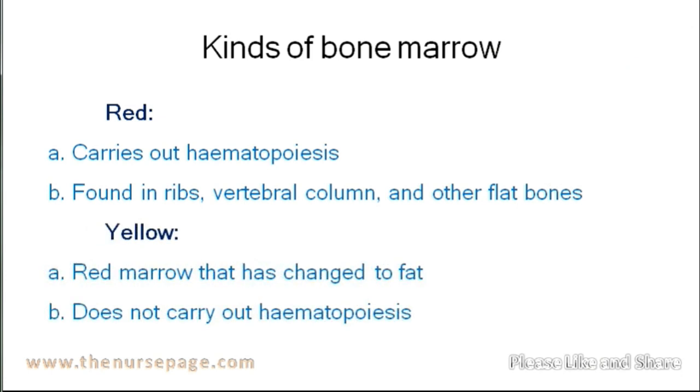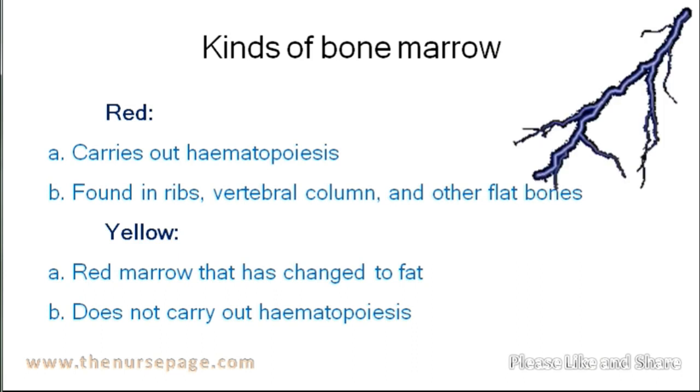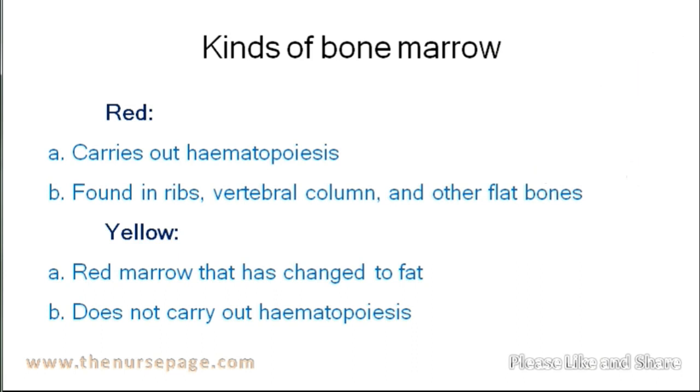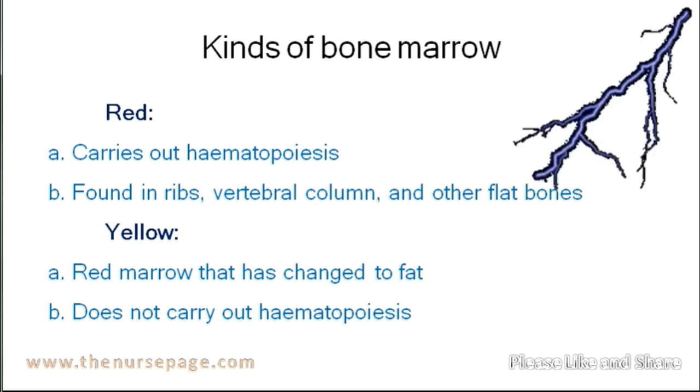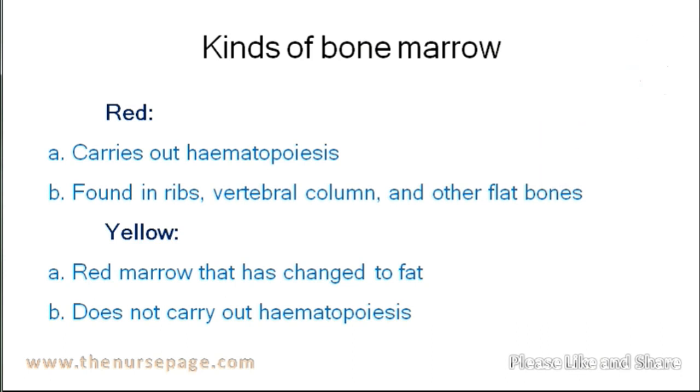After the active functioning, it will become yellow. Red bone marrow that has changed to fat does not carry out hematopoiesis. After the active stage, bone marrow becomes yellow. That time it will not do hematopoiesis. It changes to fat. That is yellow bone marrow. So there are two types of bone marrow, red and yellow. Red is the active form of bone marrow. It carries out hematopoiesis.